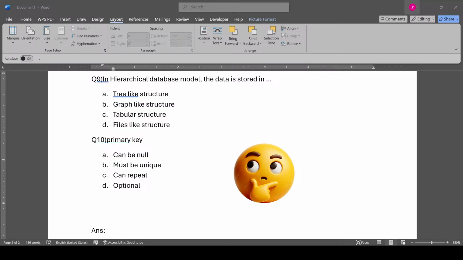Whenever we talk about the primary key, what happens? In a particular field, unlike the other fields, it must be unique. So primary means that field which holds unique data, the field which is going to store unique values. That is called the primary key. So it cannot be null. No, it cannot be null. Similarly, it cannot repeat. It is not optional. You must enter it there. So question number 10, that is B.